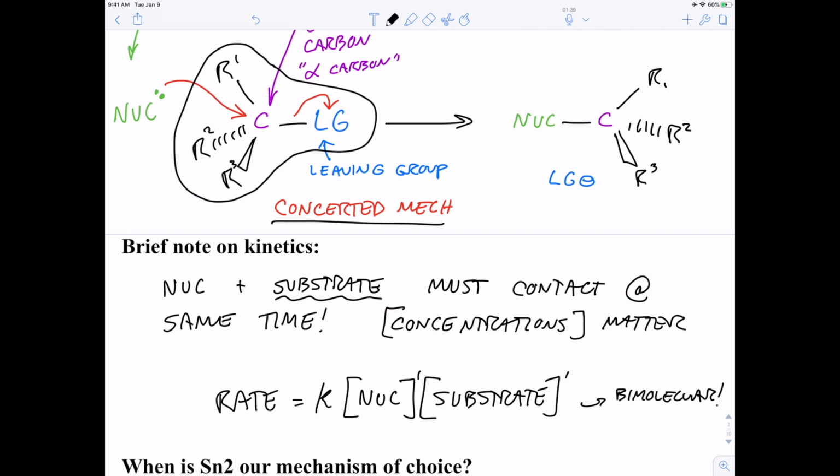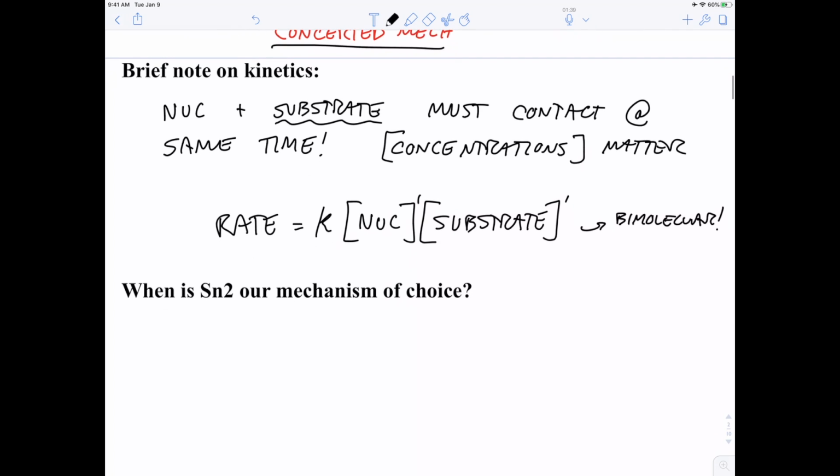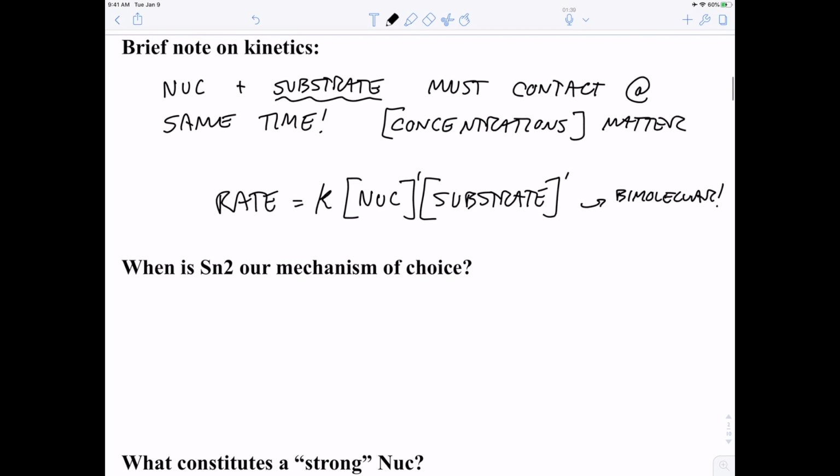Okay, so let's talk about when we want SN2 to be the mechanism we choose to do these reactions by. So in this unit, there's a lot of deciding between what type of reaction is going to happen. So let's talk about when we choose SN2, and there's a little bit of a spoiler at the bottom of the screen right now. When we have an SN2 reaction, we'll know that because our nucleophile is going to be really strong. We'll talk about what that means in a second.